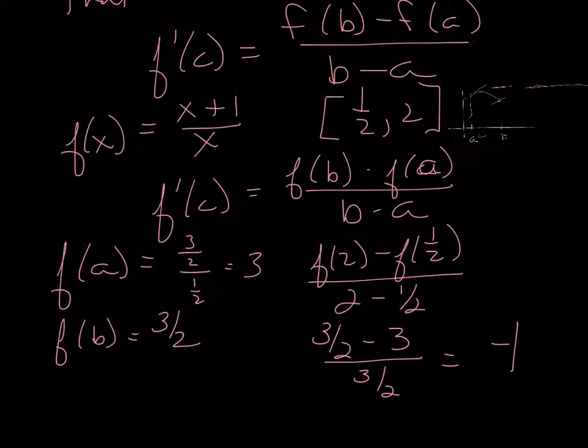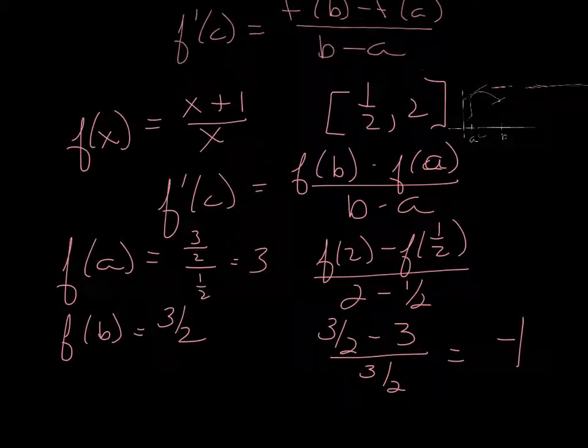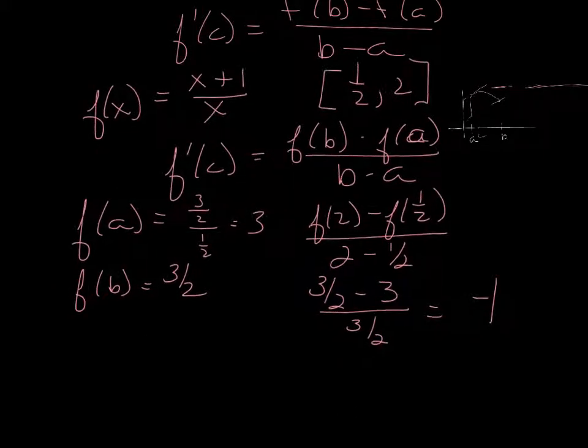I want to find where the instantaneous rate of change is the same. We've got to find the derivative of the function. Yes, you're right, Anna. We've got to find the derivative and set it equal to negative 1. So let's make this easy. Can I simplify that derivative? How can I simplify it?